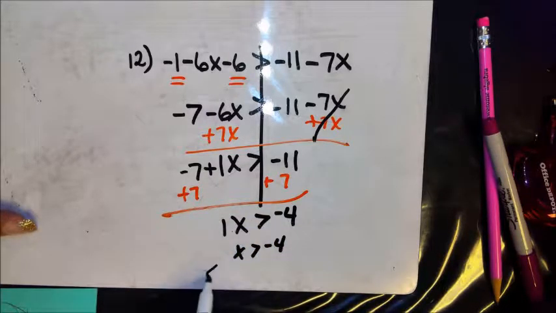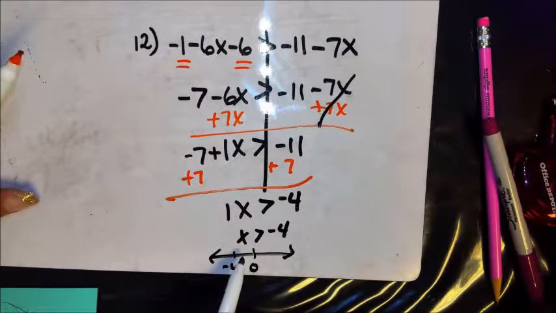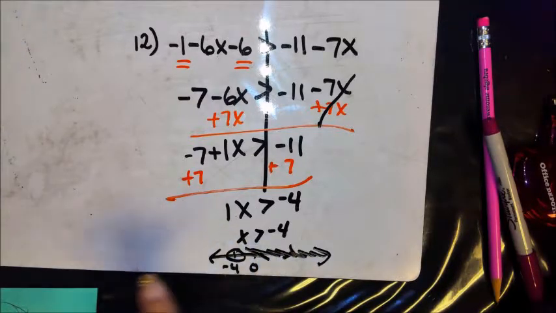I would graph it. Don't forget to graph all these. -4, 0. Circle it. It's pointing this direction. So I would shade, and I finished it.